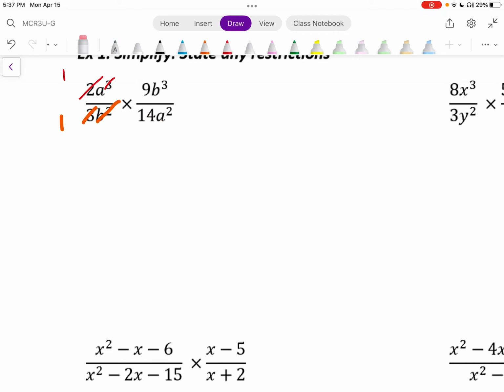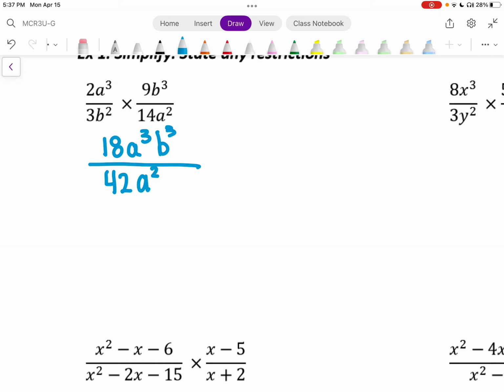Again, if you had done this the other way, which I'm also going to show you, you're going to get the same answer. So if we just did this and we multiplied the top terms, we'd get 18 a cubed over b cubed divided by 3 times 14 is 42 b squared a squared, so a squared b squared, right?